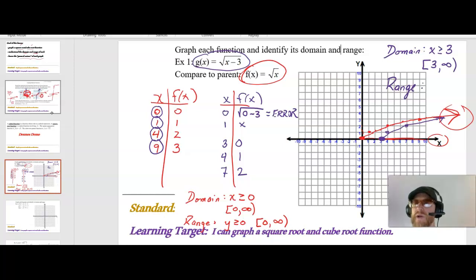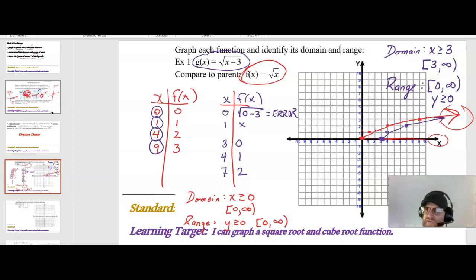And then the range, this is where it gets kind of weird. The range is your y value. Well, your y value here is still 0. So the range is 0, and then it moves up forever. So the range is going to be 0 to infinity, or you can write that as y is greater than or equal to 0. And we're going to do other examples of that.